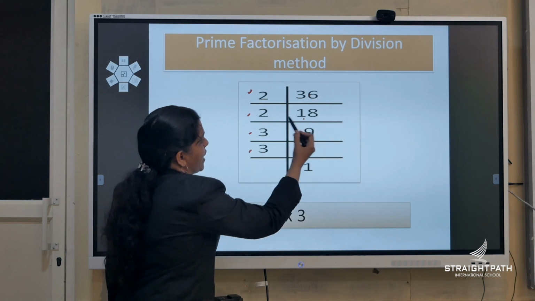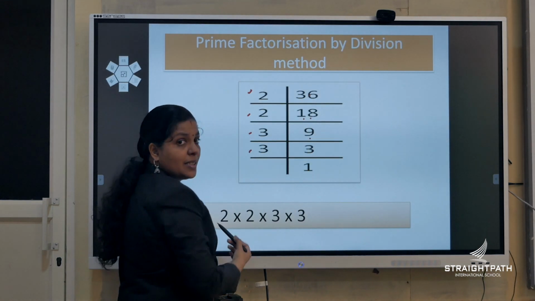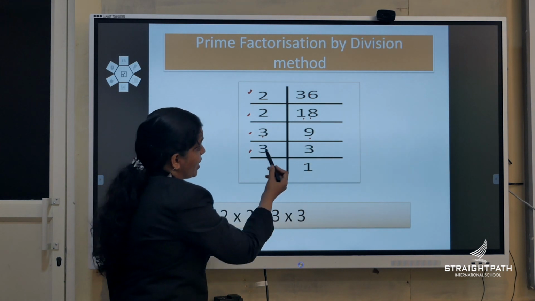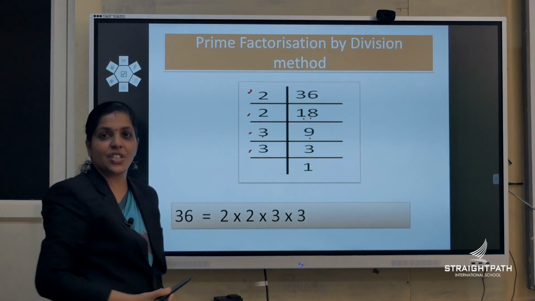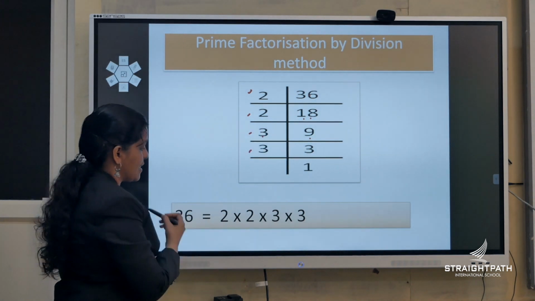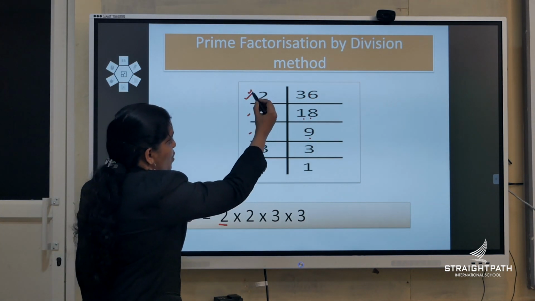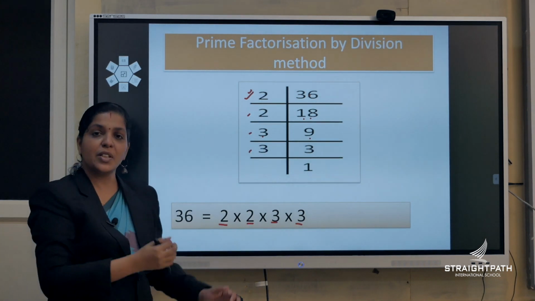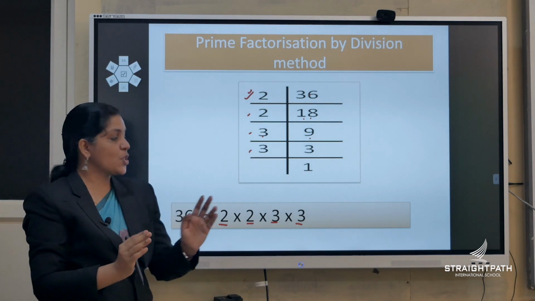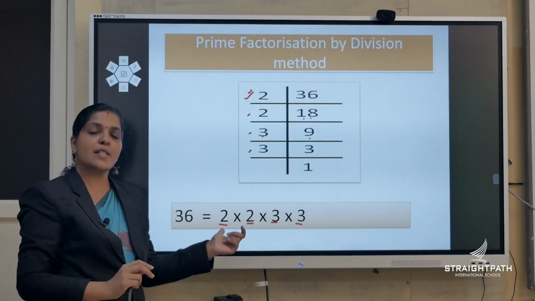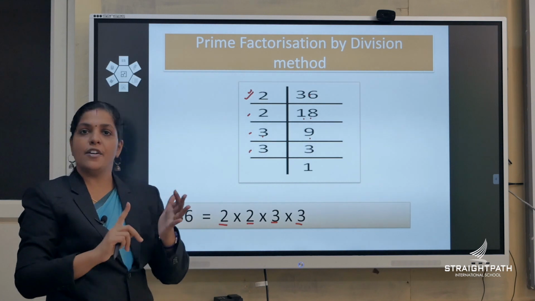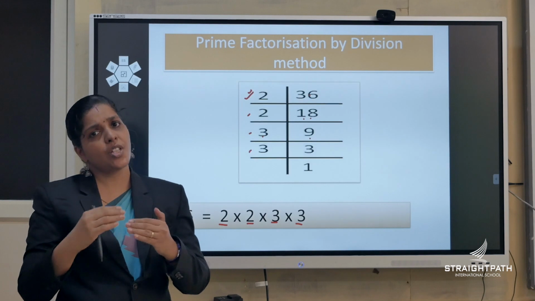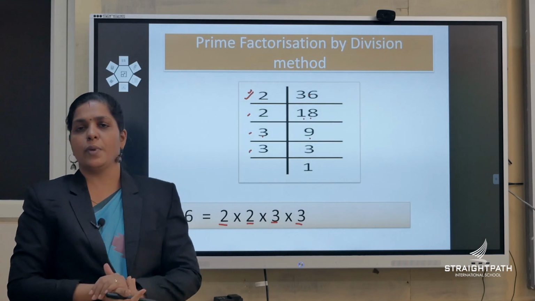then 18 you can divide again with 2, 2 9s are 18. Then 9 you can divide with 3, 3 3s are 9, then again 3 1s are 3. So this is how you do the division. So finally you can write 36 is equal to 2 into 2 into 3 into 3. Same answer you are getting, but we are using two different methods to write a composite number as a product of prime numbers. The first method was the factor tree method and the second method is the division method. You can use whichever method is convenient for you, no matter.